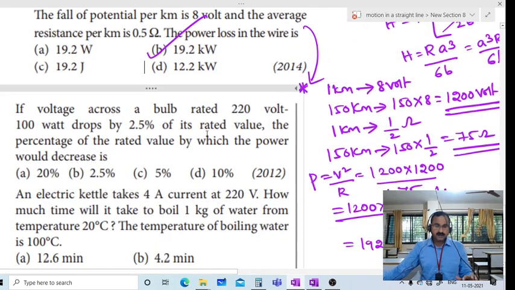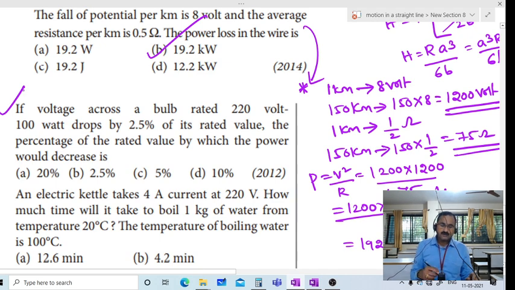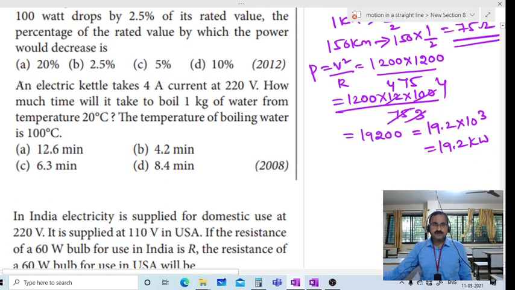So this problem we already solved. You all can check that one. The 5% you got in the material question, we solved that already. Next, an electric kettle. Next problem, we are discussing this problem.